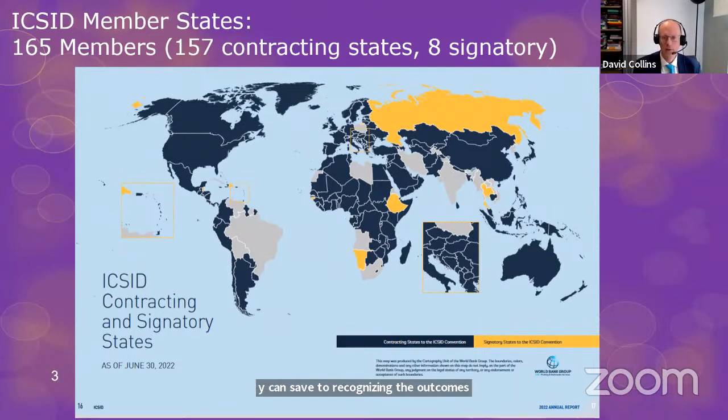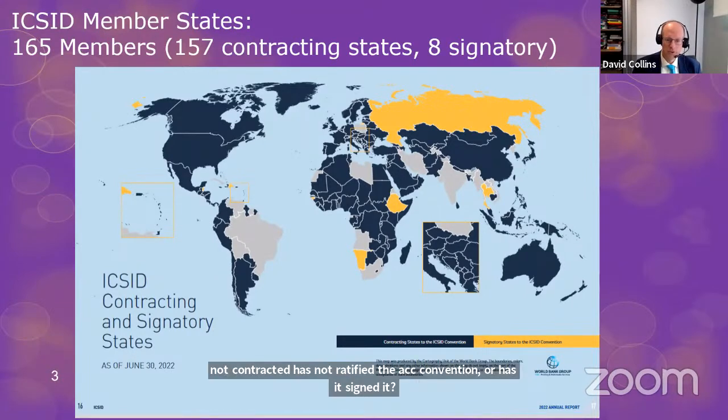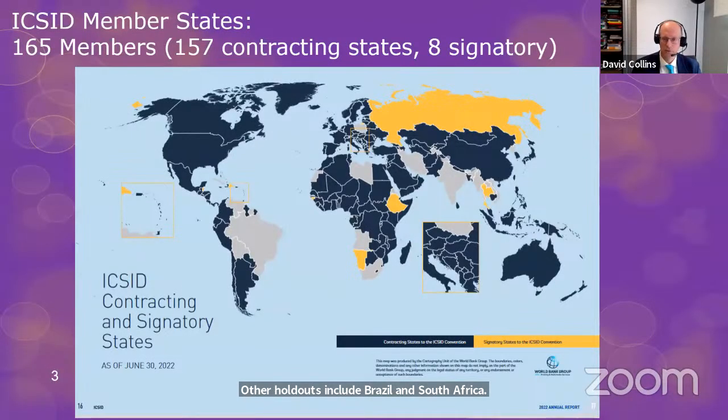I'm aware of my audience. I'm speaking to a law school in India, and you can see quite noticeably on that map, there's good old India, and it's gray because India has not ratified the ICSID Convention, nor has it signed it. Other holdouts include Brazil and South Africa. States have been reluctant to join on, and even Russia, which has signed the ICSID Convention, has not ratified it.